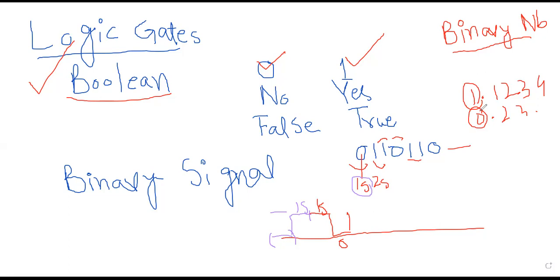We know that Boolean algebra has 0 and 1, true or false. It's the same as the binary numbers. Yes, definitely, it's the same. So there is no difference?